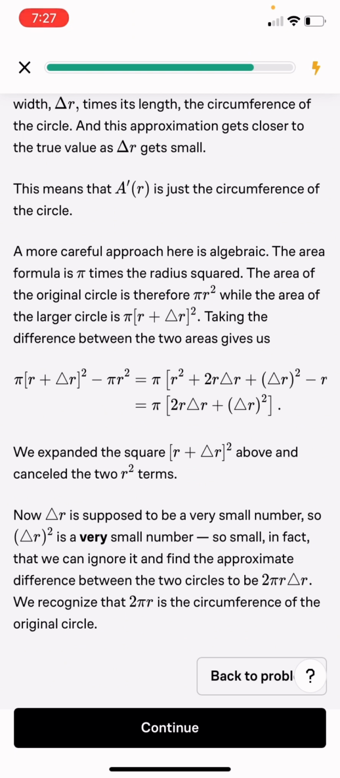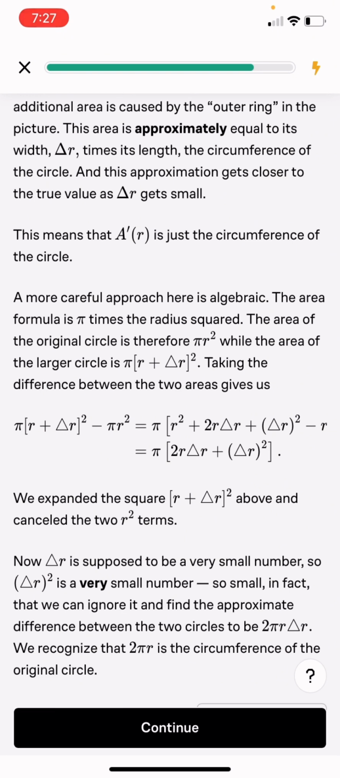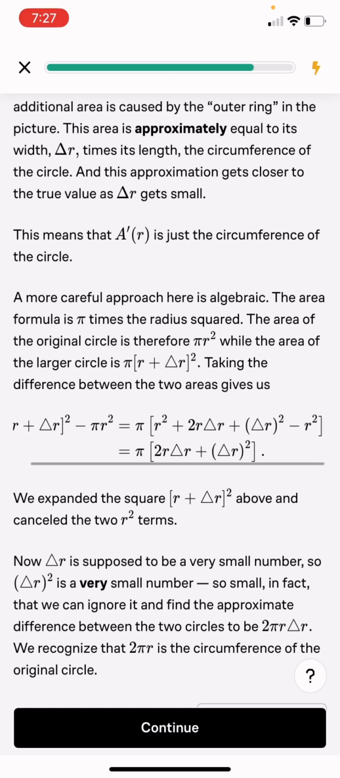We expand the square of R plus delta R and cancel the R squared terms. Now, delta R is supposed to be a very small number, so delta R squared is a very small number. So small in fact that we can ignore it and find the approximate difference between the two circles to be 2 pi R delta R. We recognize that 2 pi R is the circumference of the original circle.